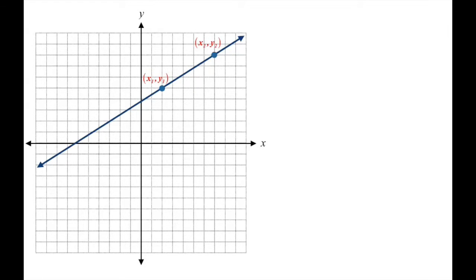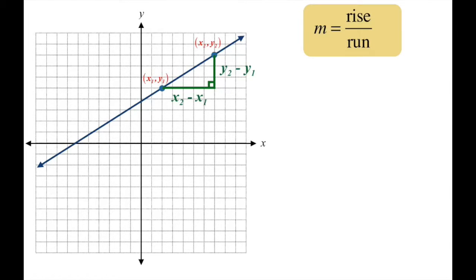Now, let's just review that. The horizontal distance is x2 take x1. The vertical distance is y2 take y1. Vertical and horizontal lines we know are at right angles to each other. So, we've got our two formulas that we've discussed.